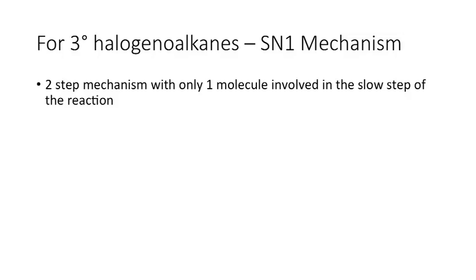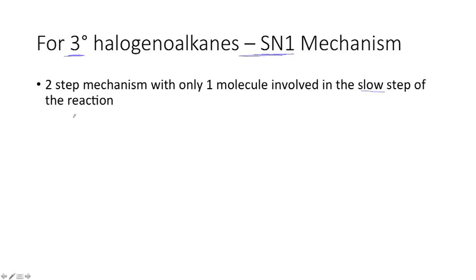So let's move on to the actual reactions now. Let's start with aqueous alkali. This is a good example of both SN1 mechanisms and SN2 mechanisms. So let's start with an SN1 mechanism. So this is for tertiary halogenoalkanes only. You've got to make sure you get that right. It's only for tertiary halogenoalkanes. That means it's an SN1 mechanism. So it's a two-step mechanism with only one molecule involved in the slow step of the reaction.